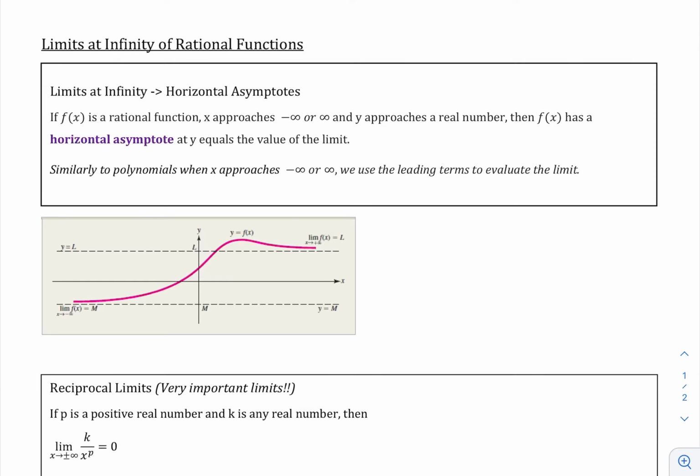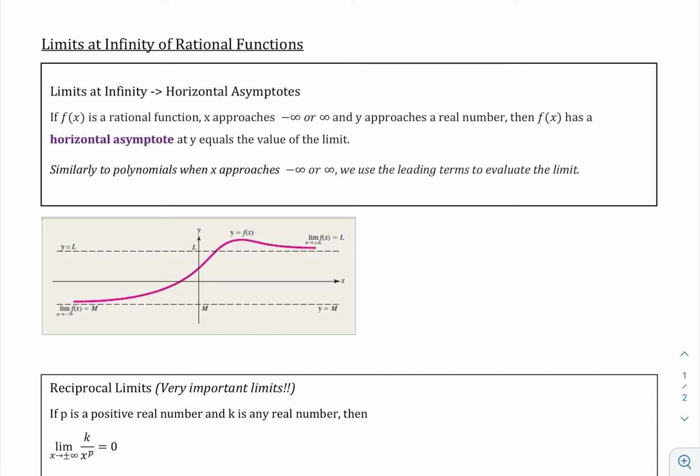We have seen what happens when we take the limit as x goes to positive and negative infinity of a polynomial function. So when you have a polynomial function, if x is going to positive or negative infinity, y is going to positive or negative infinity. This will not be the case for rational functions. So first we're going to take a look at limits going to infinity, and then in the next video we'll take a look at what happens when y is going to positive or negative infinity.